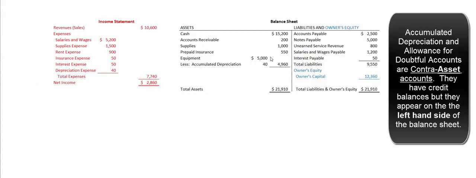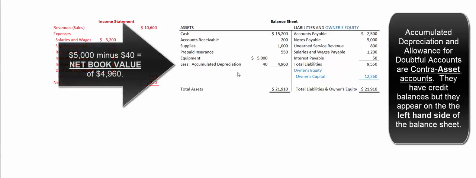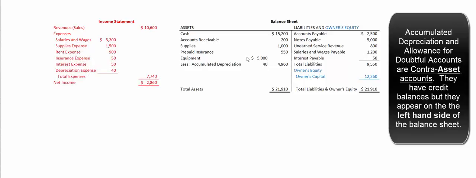Remember that accumulated depreciation is a contra asset account. It hangs out with equipment or plant and offsets that debit balance of the equipment or the plant with a credit balance. It shows the world how much of the expense we have taken so far for that piece of equipment or that piece of property. Similarly, allowance for doubtful accounts, which we'll talk about later, is a contra asset account that offsets the balance of accounts receivable. Those two accounts have credit balances, but they aren't over here. They're on the left-hand side of the balance sheet.